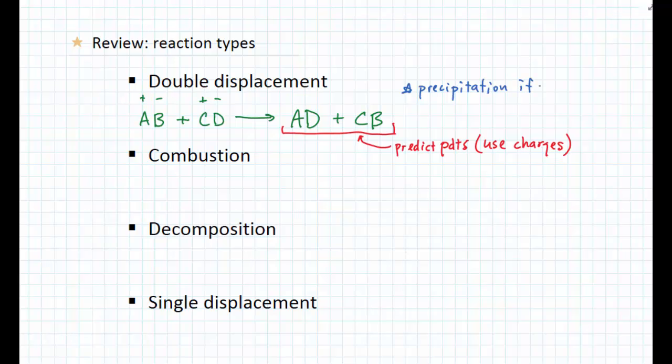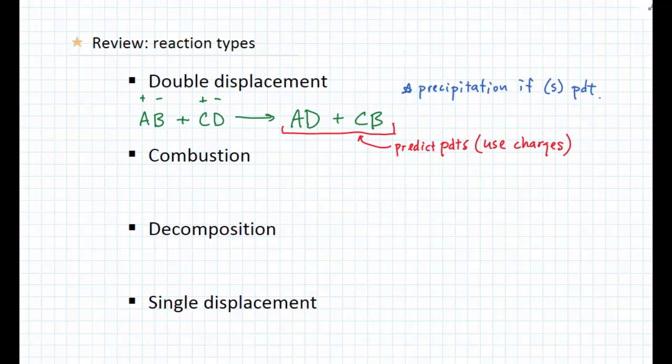If one of the products is what phase label? Yep, if we make a solid product, then we call it a precipitation reaction. But if everything is aq, if everything just remains dissolved, what did we actually call that? We called it no reaction.